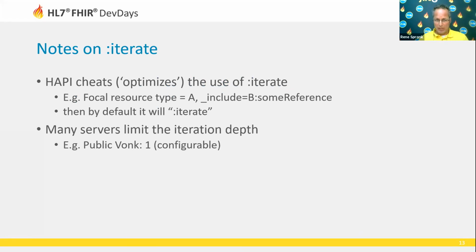And if you look at Happy, then Happy chooses to cheat a bit. So if they find out that the focal resource type is A, patient or whatever it is, and then somebody uses an include B some reference, then it's clear from the context that what you actually want probably is to iterate, because otherwise nothing would happen. So Happy cheats a bit and then basically does an auto iterate. I'm not entirely sure that's without danger, but it just means that, yes, be careful, because different servers may have a different iteration level that they apply when you actually use this modifier.